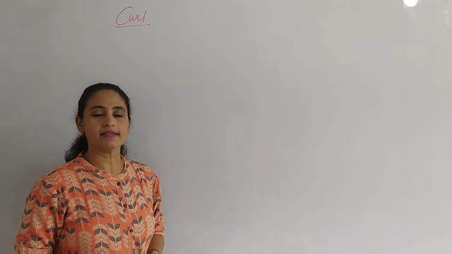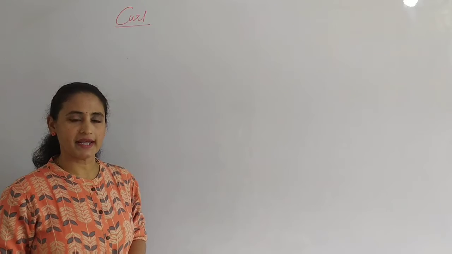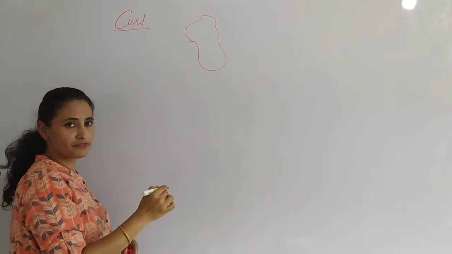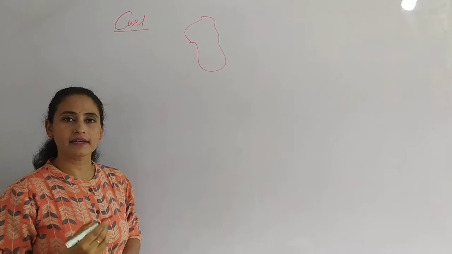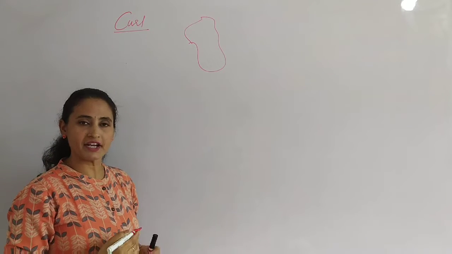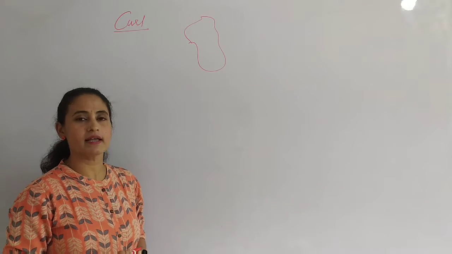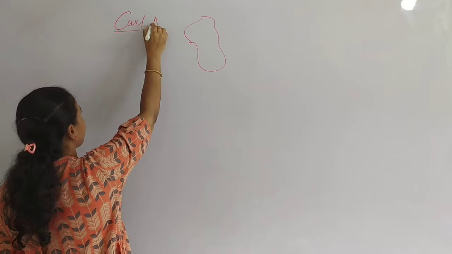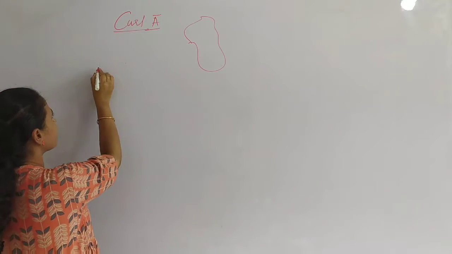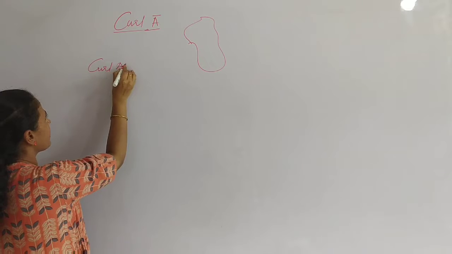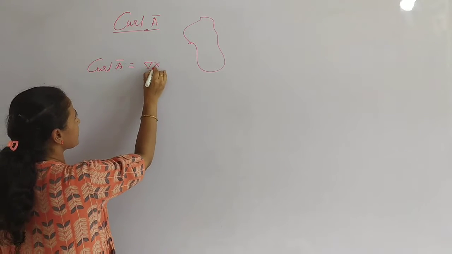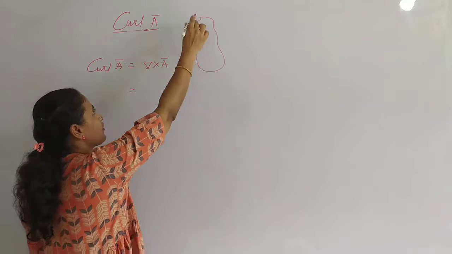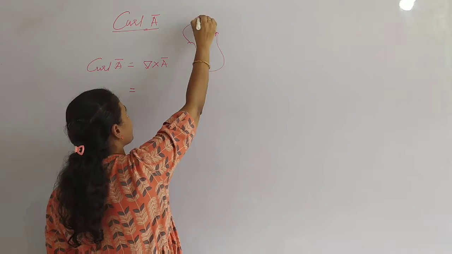Curl of A is a rotational vector whose magnitude is the maximum circulation of A per unit area as the area tends to 0. And the direction of this curl vector is normal to the surface. So what does it mean exactly? Curl of a vector field A bar, we can write as curl A bar, also written as del cross A bar, which is nothing but the maximum circulation of vector field A bar. So this is a circulation of vector field A bar.